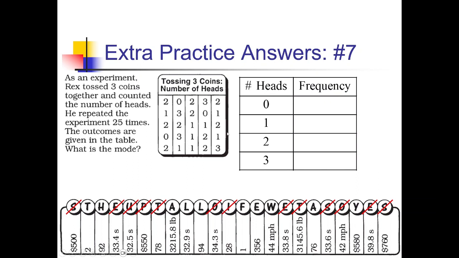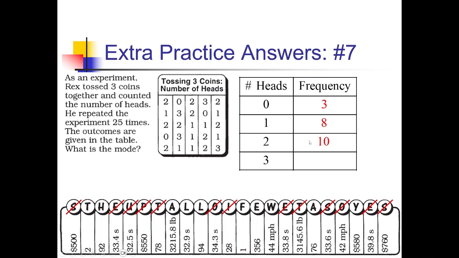So how many times did Rex toss it and get 0 heads? So 3 tails. So counting the zeros here, we've got 1, 2, 3. So not a whole lot out of 25. How many times did he get 1 head? We've got 1, 2, 3, 4, 5, 6, 7, 8. So that's the winner so far. And then for 2, we got 1, 2, 3, 4, 5, 6, 7, 8. So we're tied now, but then 9, 10. I think this is probably going to be the winner.